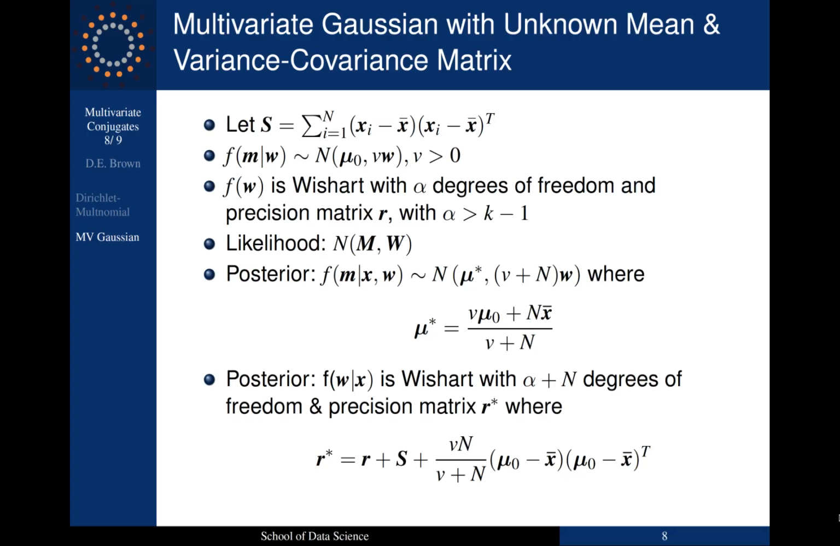The posterior for the precision matrix, again, recall that the prior is Wishart, therefore the posterior is Wishart, again with updated values for its parameters. It now has alpha plus n, n being the number of observations, as degrees of freedom, and a new precision matrix. And this update equation for the precision matrix is very similar to what we saw in the univariate case. In particular, notice that it has the sum of squares term S, and it has the squared difference between the mean of the conditional prior and the sample average. So it's very similar to what we saw in the univariate case.